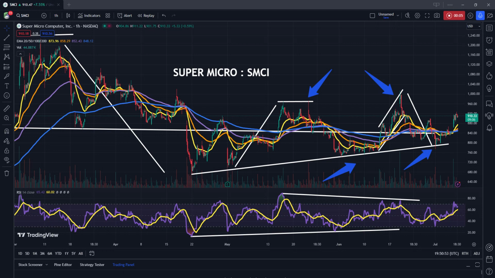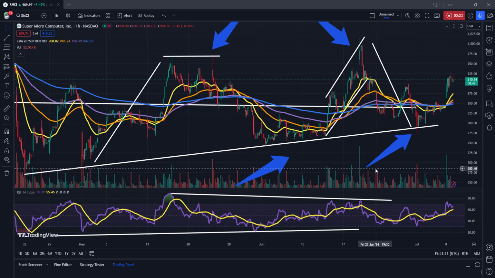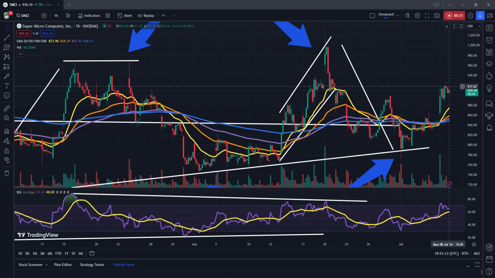Here we have the 1 hour price chart, the hourly price chart for Super Micro Computer Incorporated, stock ticker SMCI. Here we can see that to start the week, we're trading with some fairly strong upside price movement on the hourly charts. Overall, share prices are starting to move higher here. We're breaking through some important resistance levels.